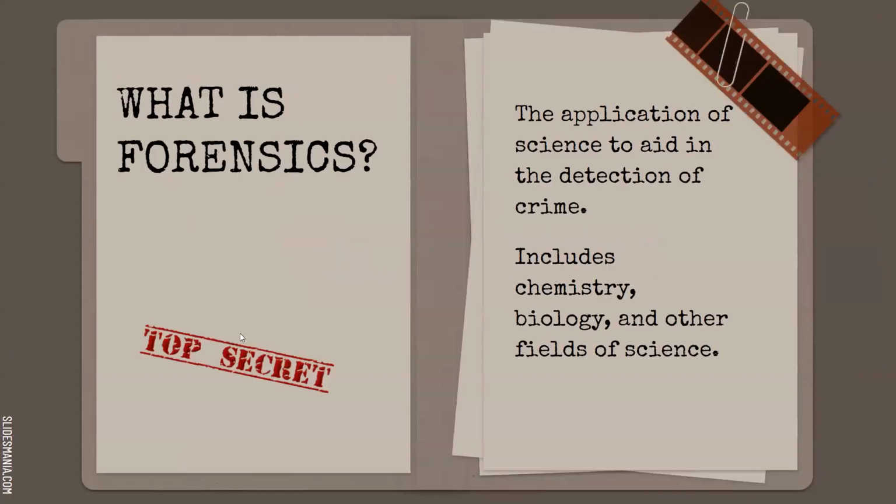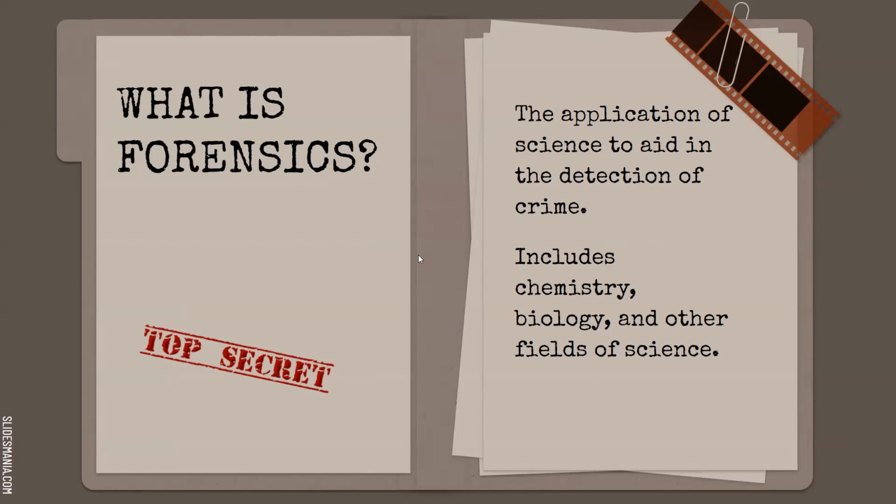So this course is aptly named Crime and Forensics, but what is forensics? On the slide, I have the application of science to aid in the detection of crime. But that's kind of complicated and hard to understand. So does anybody want to try and explain that in simpler terms or in their own words? You can unmute yourself or you can use the chat. I think it might just mean trying to use science to solve something. Yeah, really good. That's a good answer.